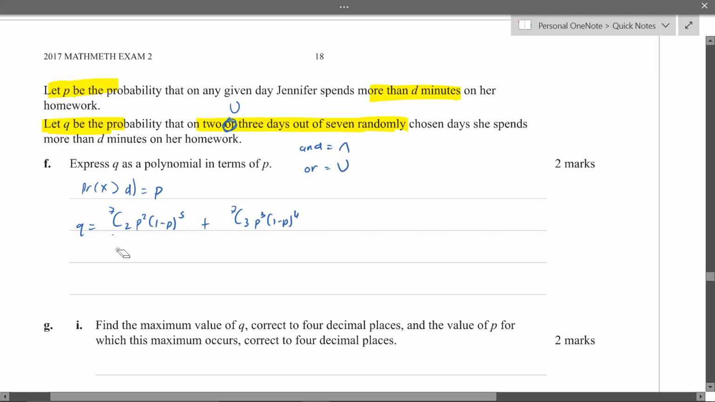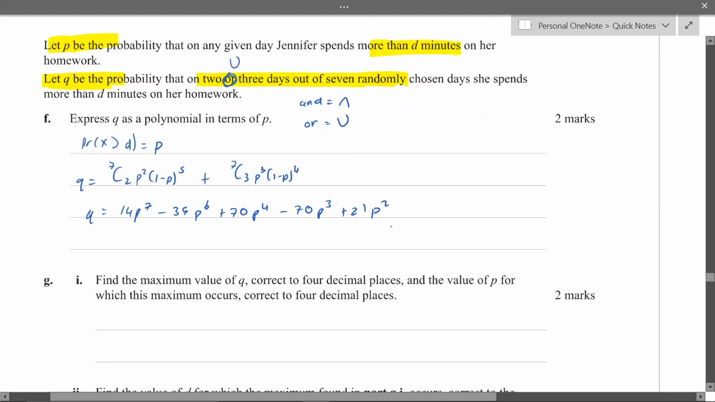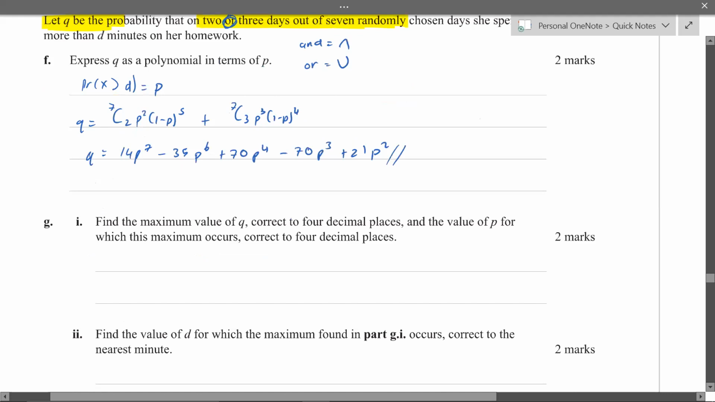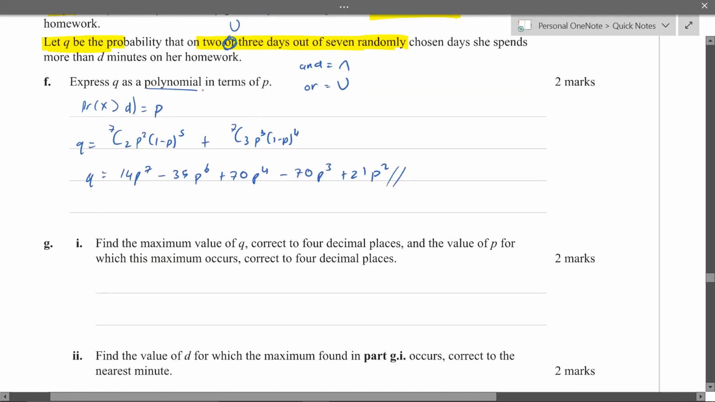It simplifies by itself. I wrote it as a giant expanded form, but the answers have it in factorized form. You can do whichever way. I'm just going to write what I wrote, plus 21 p squared, and that's your polynomial. That's a good way of checking that you have the correct answer, because it's a polynomial.